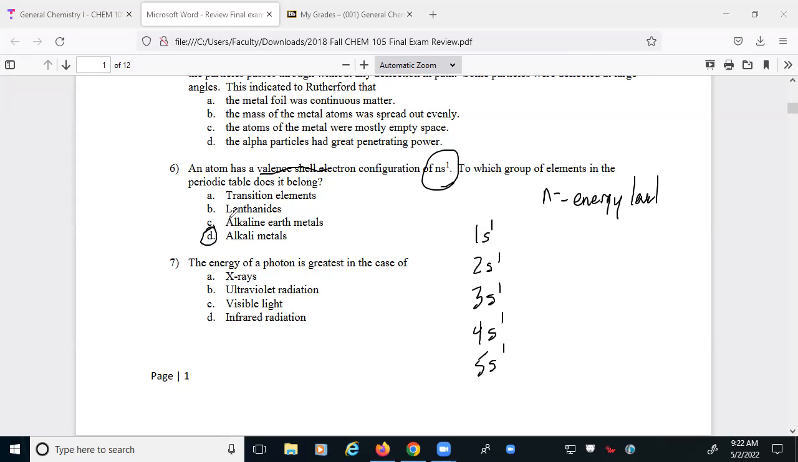Remember, the alkaline earth metals are so called because they are basic and they are found in the Earth's crust. Calcium, magnesium, strontium, those are your alkaline earth metals. So if the question was asking about ns2, that would be the alkaline earth metals. The alkali metals, that is the first column, that's group 1.